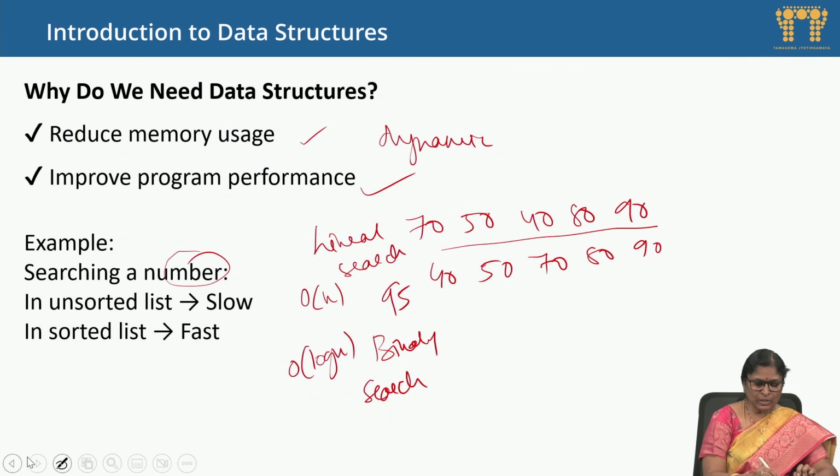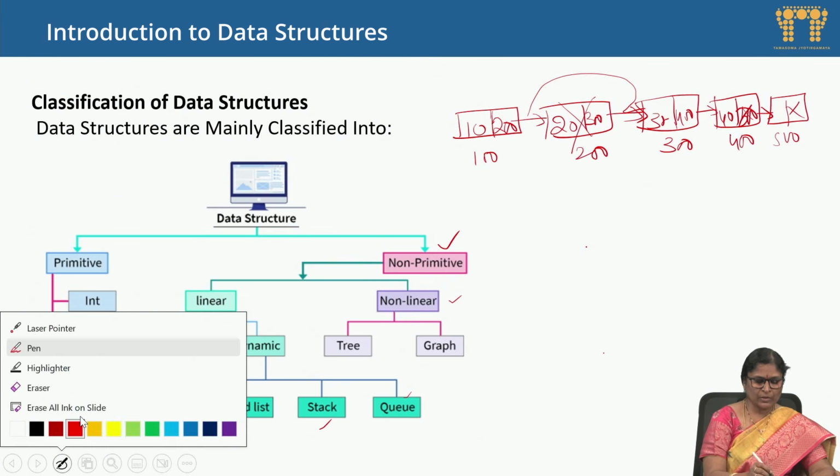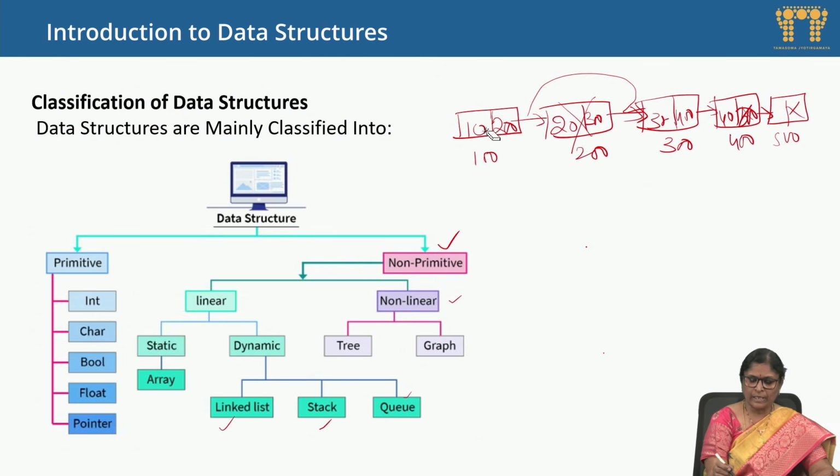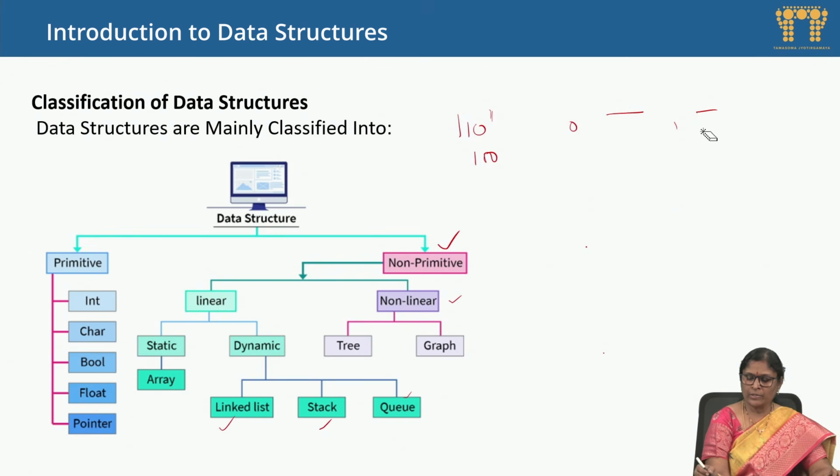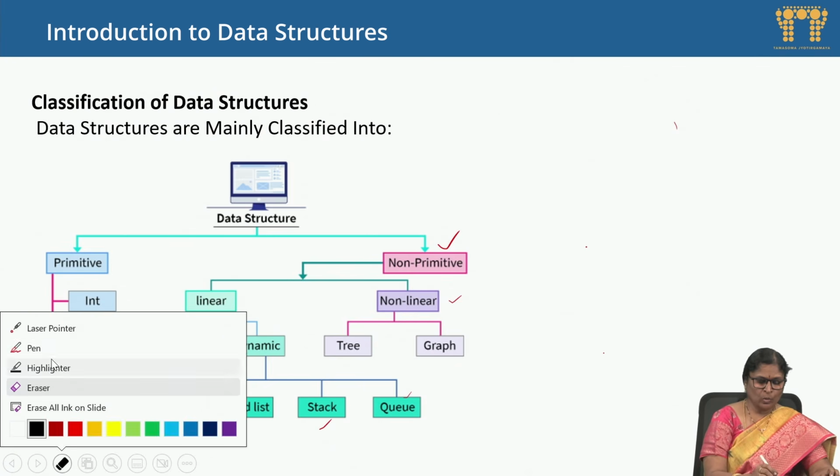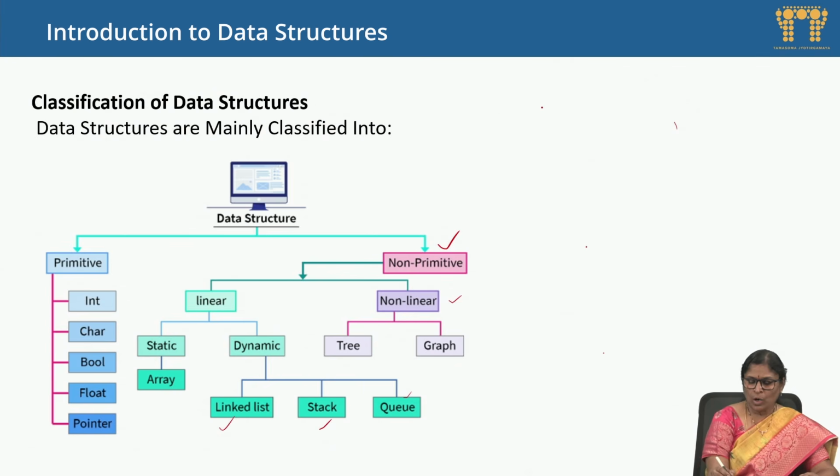Then coming to the stack. Stack is also a linear data structure. Okay. So what is a stack? A stack is a linear data structure which has only one end, called the top. Okay.